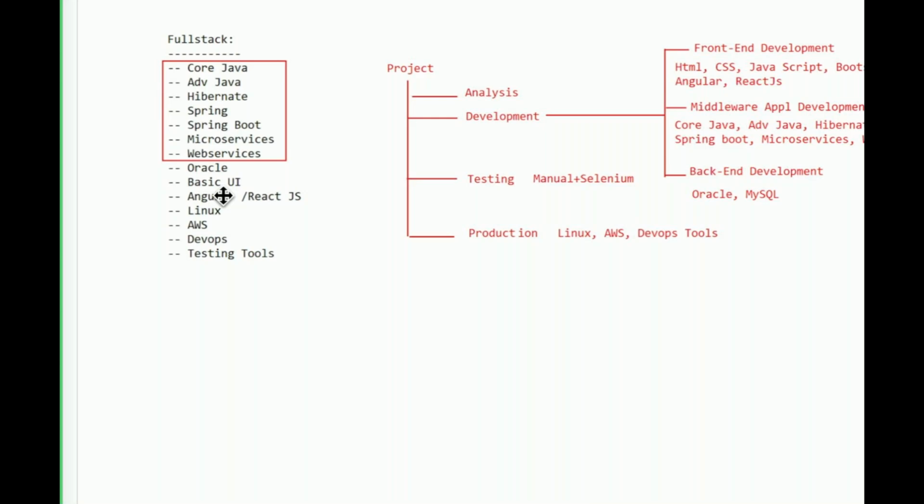We can skip that Angular, no problem. Next one is Linux, AWS, DevOps, and testing tools. Linux, AWS, and DevOps are for the sake of production environment. Definitely, we should have knowledge of them, and testing tools for the sake of testing. For testing, we are going to use Selenium. Selenium is a product there. So this is what the total full stack Java developer contains.